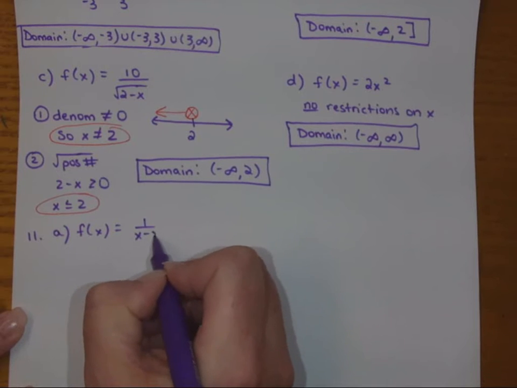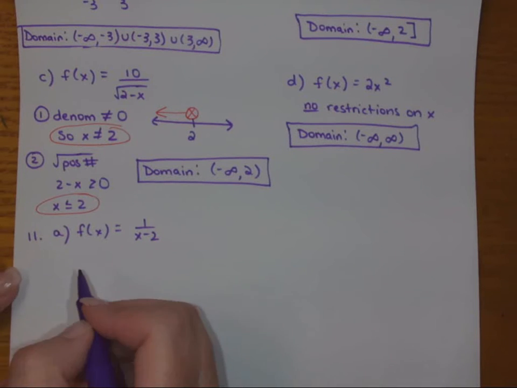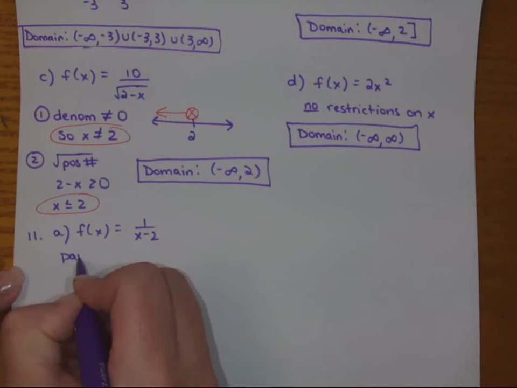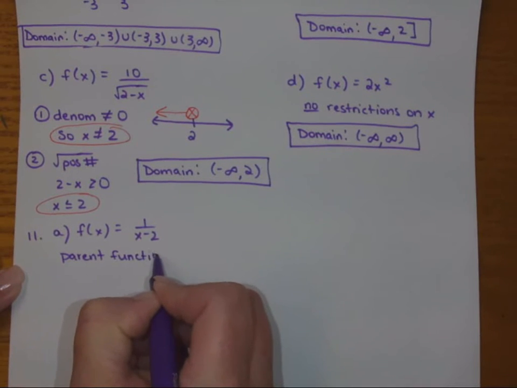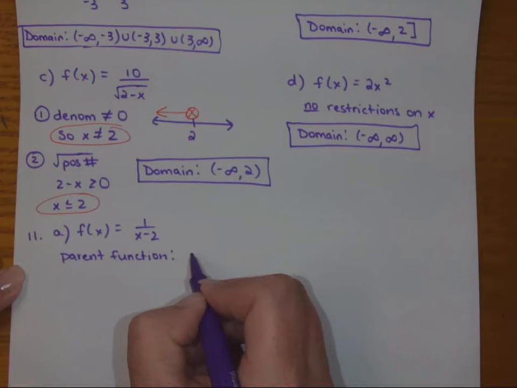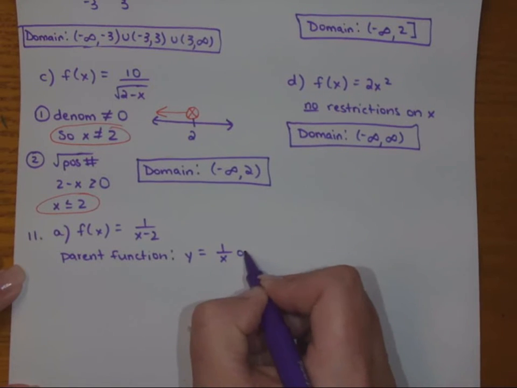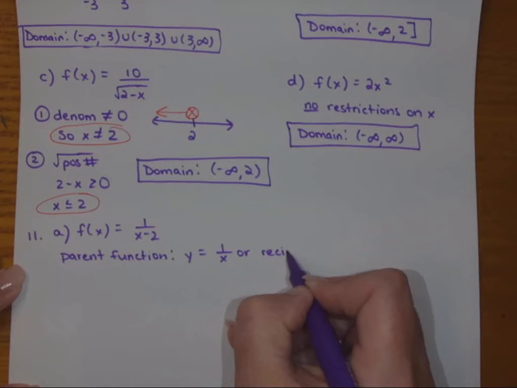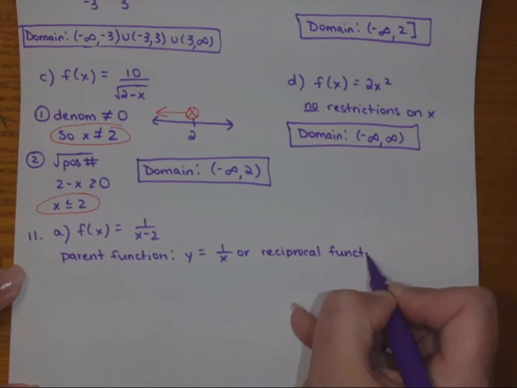So for part A, notice that we have f of x equal to 1 over x minus 2, okay? So remember, this is the handout that I gave you. You need to know what the parent function graphs are, and then what transformation is being applied, right? So the parent function is y equals 1 over x, okay? Or we could call this the reciprocal function.